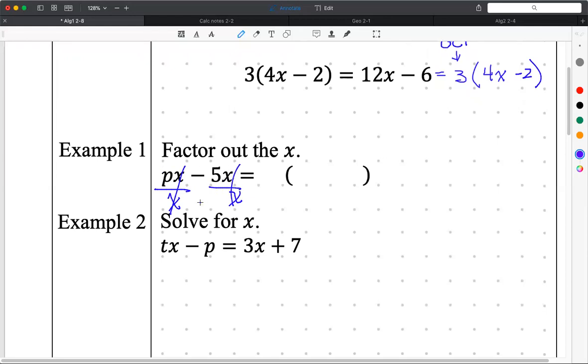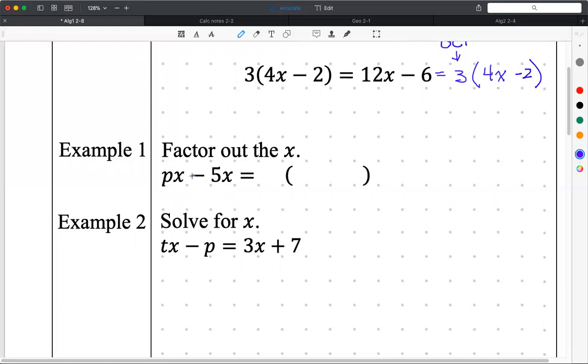I can divide evenly. I can't divide by, I don't know, 3 or some other number because 3 doesn't go into px. I can't divide both of these by p. If I try to divide that by p, okay, that works, but I can't divide negative 5x by p because there's no p here to cancel out. You can only divide by something that is a factor of both of these terms that makes it so that I can evenly divide.